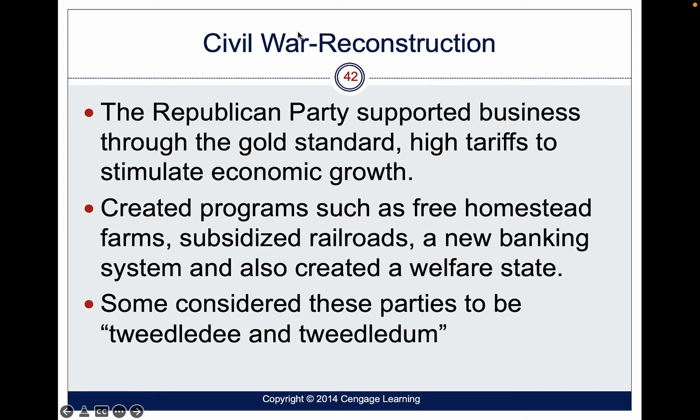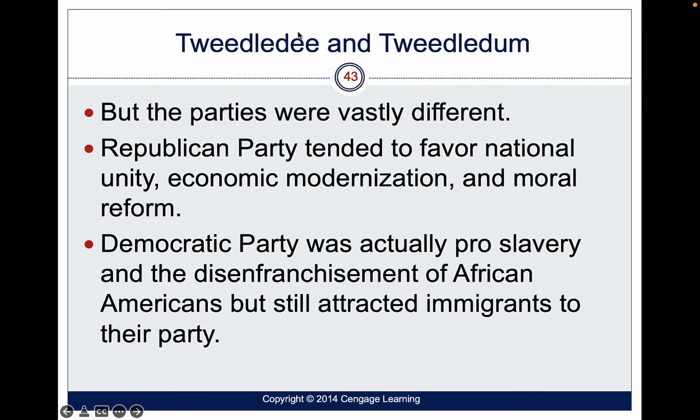Some people call the parties the same, right? They refer to them as Tweedledee and Tweedledum. But these parties are very different, right? We hear the term that, oh, they're all the same. Tweedledee and Tweedledum, a couple of knuckleheads that are always gibbering and picking at each other. But in a sense, it shows that the Republican Party and the Democratic Party were different. And we're going to see when we go through history how they switch.